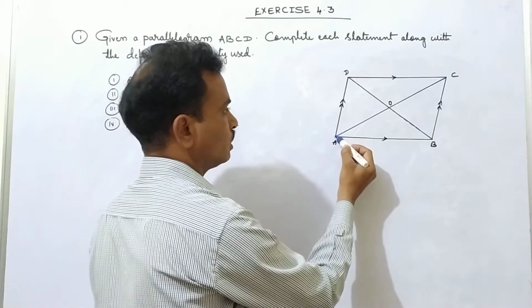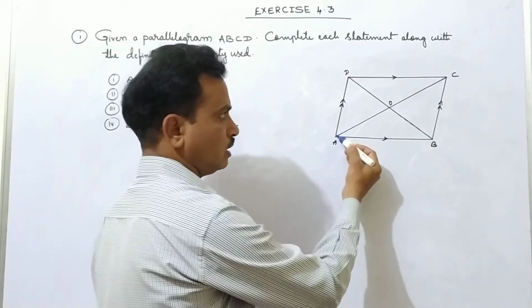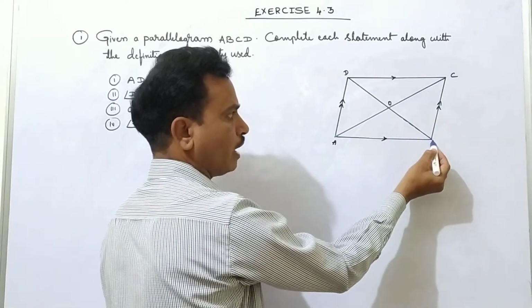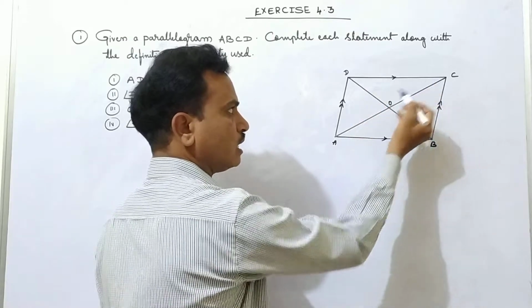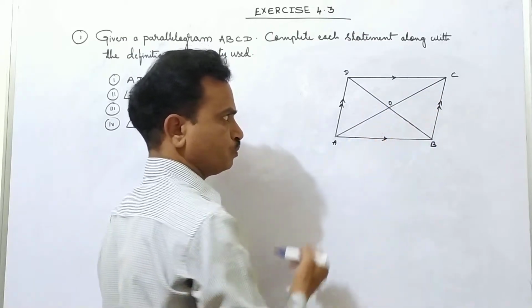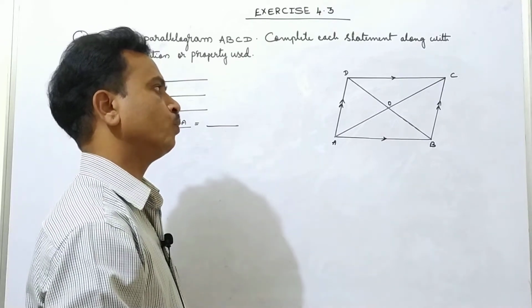Now here AC is a diagonal and BD is also a diagonal. Both the diagonals are intersecting at point O.